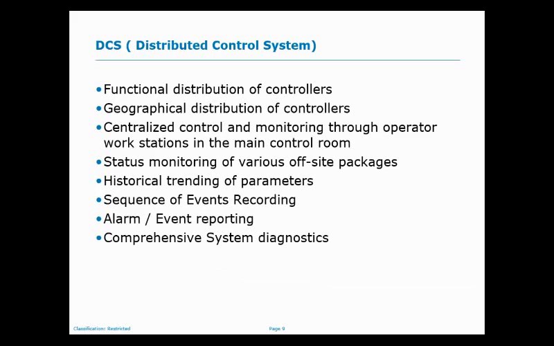How do you identify a DCS? When you call your system a DCS, there is a functional distribution of controllers. For example, in a power plant, you will have boiler control, steam control, turbine protection, and coal handling. So you have a geographical distribution and functional distribution of controllers. That is where the complex control system comes into the picture. Got it? Yes.